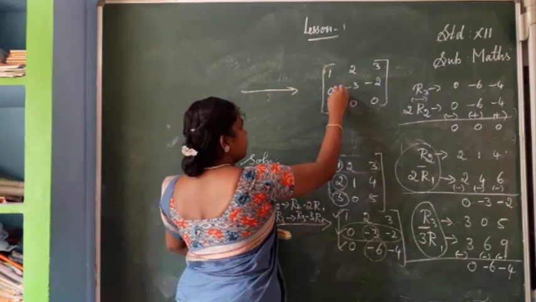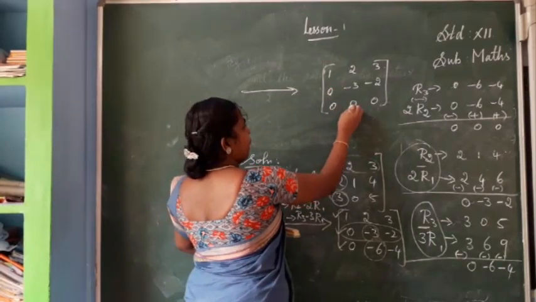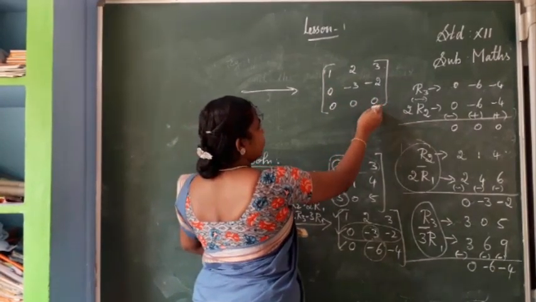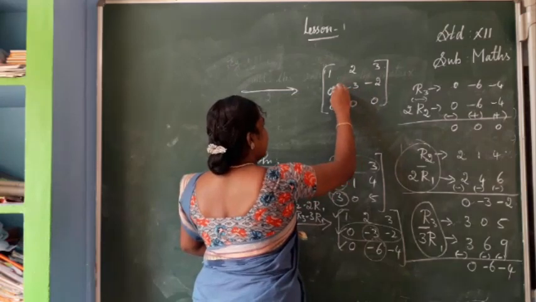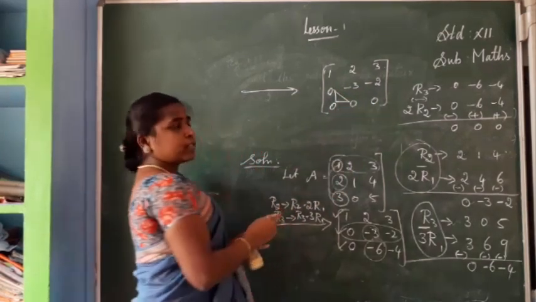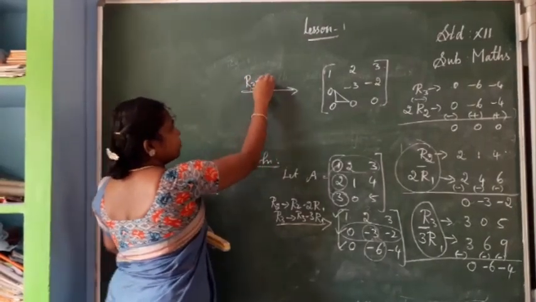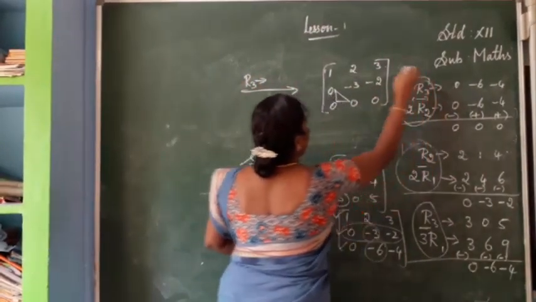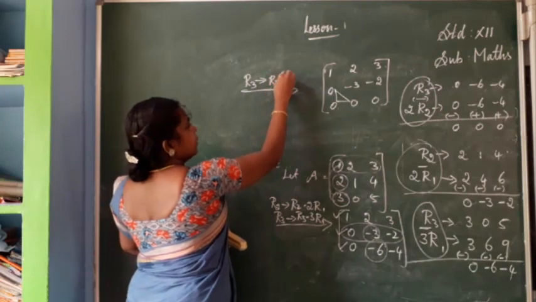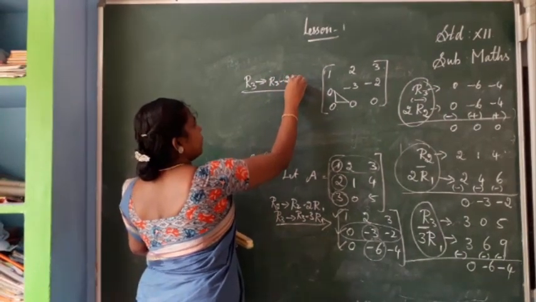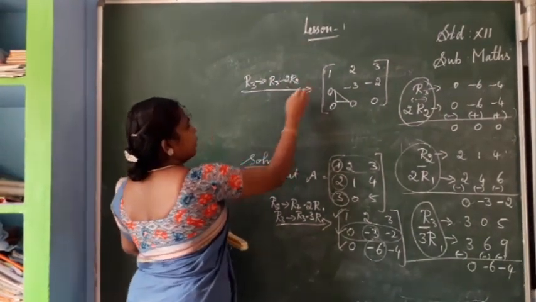Now you see 1 0 1 2, at least 2 non-zero rows. So more than 1 is no problem. This is Euclidean form. Okay, so now you can say the condition: R3 gives R3 minus 2 R2.